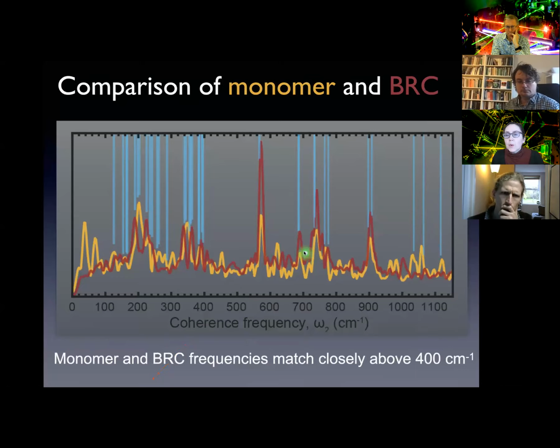Okay, so what we've done in the bacterial reaction center, we looked also at bacterial chlorophyll A. And so here what I'm showing you is I have taken that frequency cube and integrated along omega-1 and omega-3. So I'm showing you basically what frequencies oscillate during the waiting time. Okay, and so the red is the BRC, the yellow is the monomer, and you can see a good correspondence between the monomer and reaction center modes. The blue lines here are from fluorescence line narrowing and resonance Raman experiments. So above about 400 wave numbers, the frequencies match quite well.